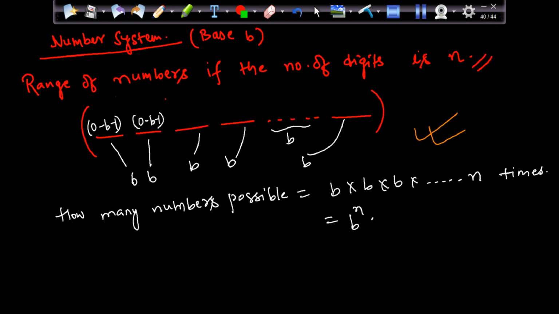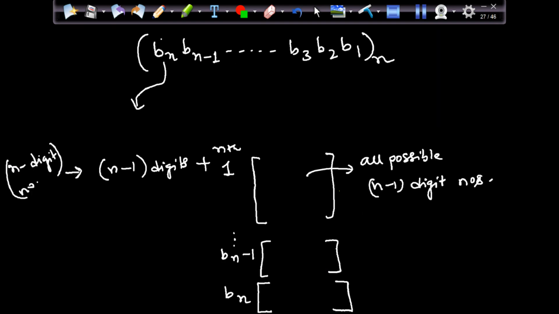Okay, thank you. So what b^n here means is that it is an n-digit number, sure shot. Any n-digit number will encompass all the numbers that you can represent using n-1 digits, plus in the nth place you have moved from 1 to b^n. Okay, b^n at the nth place represents that you have come up to this.